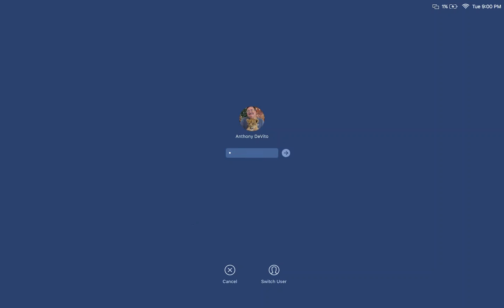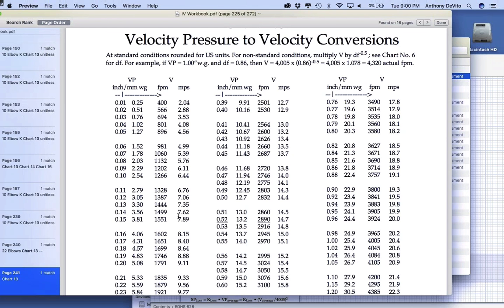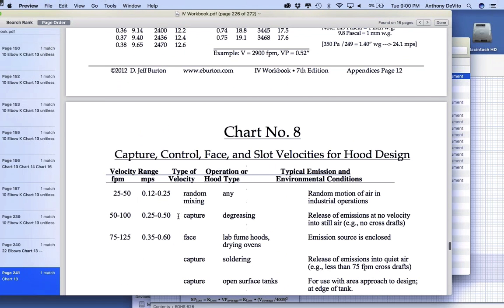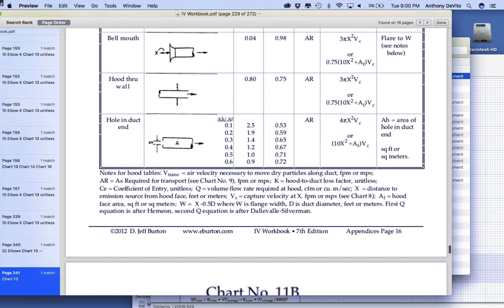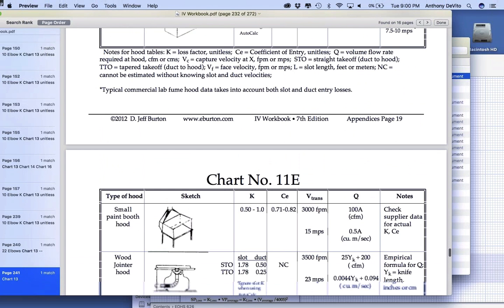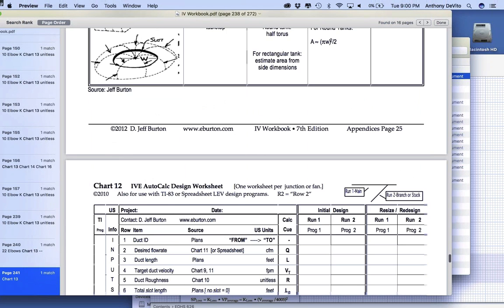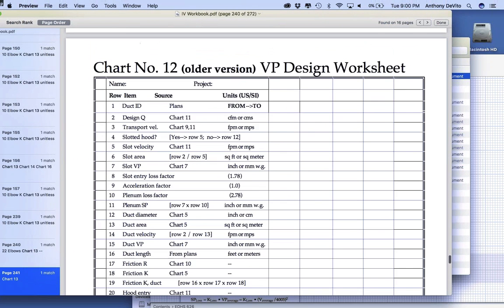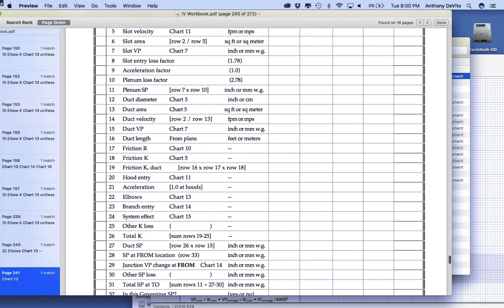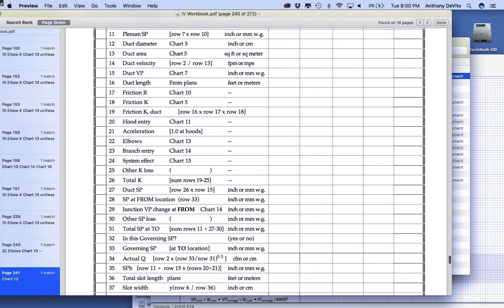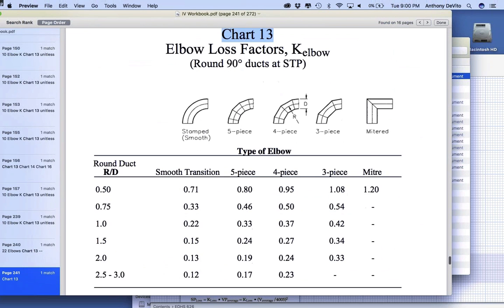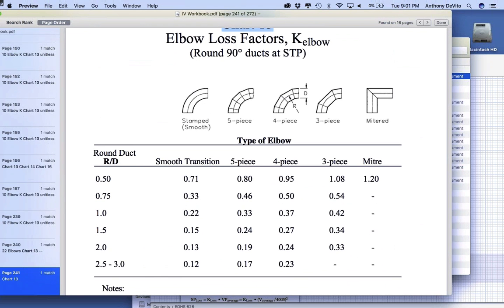Okay, let me see what we have here. There we go. Oh, it's a Christmas miracle. It's still working. Okay, let me give you a closer look at this thing. By the way, these charts are charts that you have spreadsheets for. You don't need the spreadsheets, but you can use the charts instead. Those spreadsheets or charts will help you do the calculations.